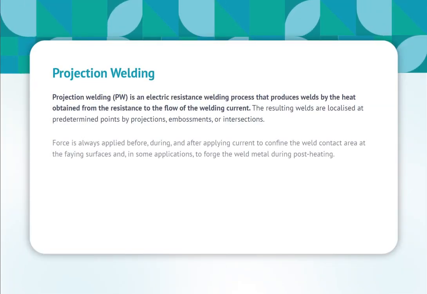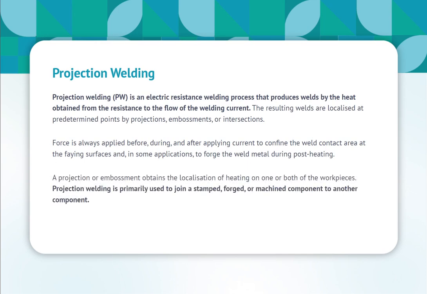Projection welding. Projection welding, PW, is an electric resistance welding process that produces welds by the heat obtained from the resistance to the flow of the welding current. The resulting welds are localized at predetermined points by projections, embossments, or intersections. Force is always applied before, during, and after applying current to confine the weld contact area at the faying surfaces and, in some applications, to forge the weld metal during post-heating.